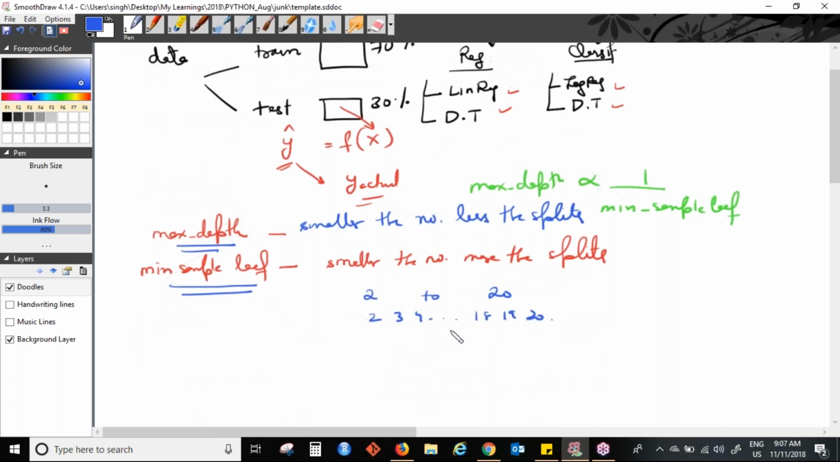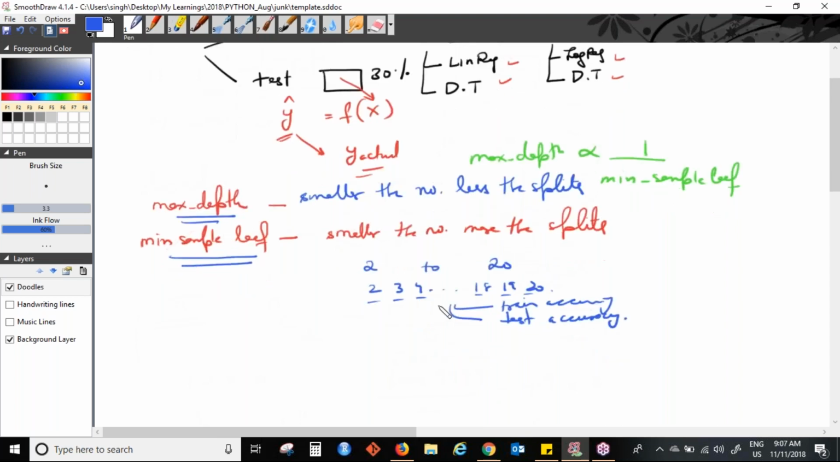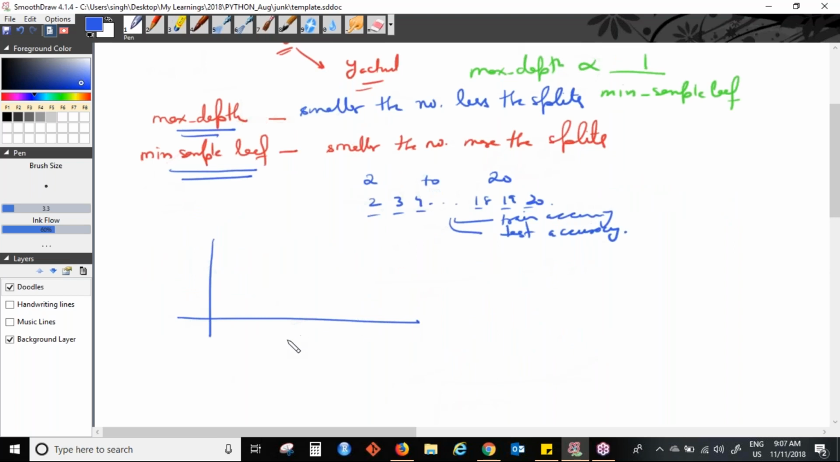We will try all the numbers, and we will do this in a loop, and for each number we will be checking our test accuracy. Also the train accuracy, of course, so that we will know if we are overfitting or not. Okay, so remember those plots that we studied. Max depth, and this is accuracy.